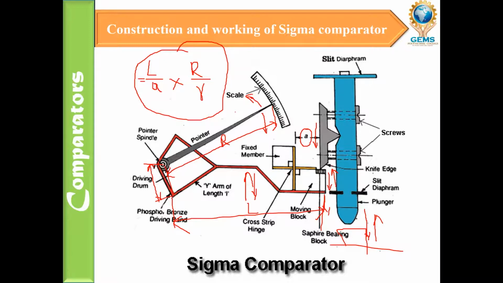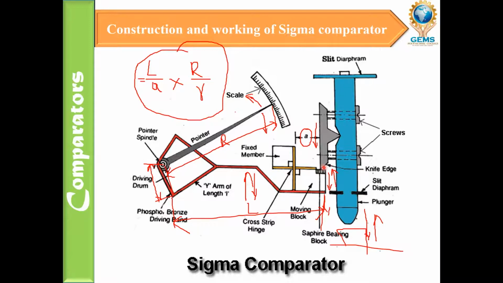So students, here the principle of the sigma comparator is this. It works on the principle of a lever. So what really happens, once again I am explaining here. The plunger moves downward, so automatically the knife edge follower moves downward. Now when it comes to the downward position, what happens?